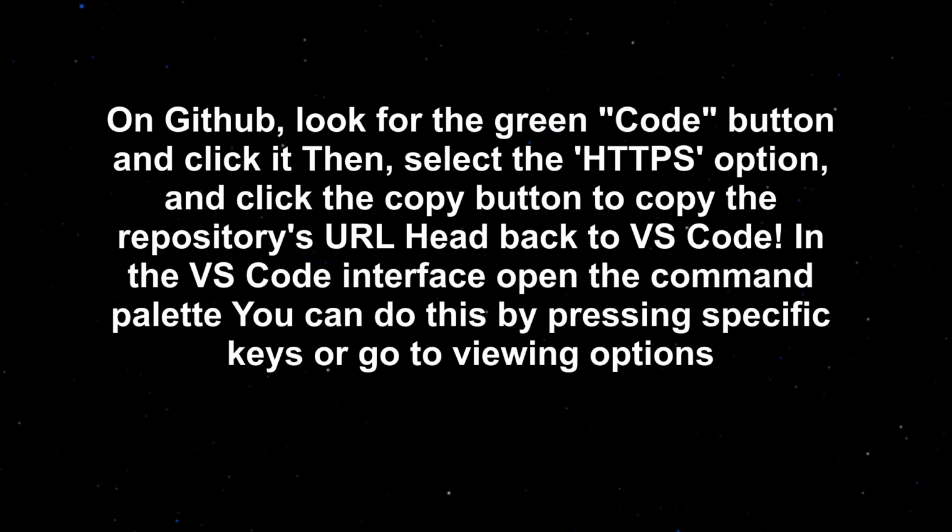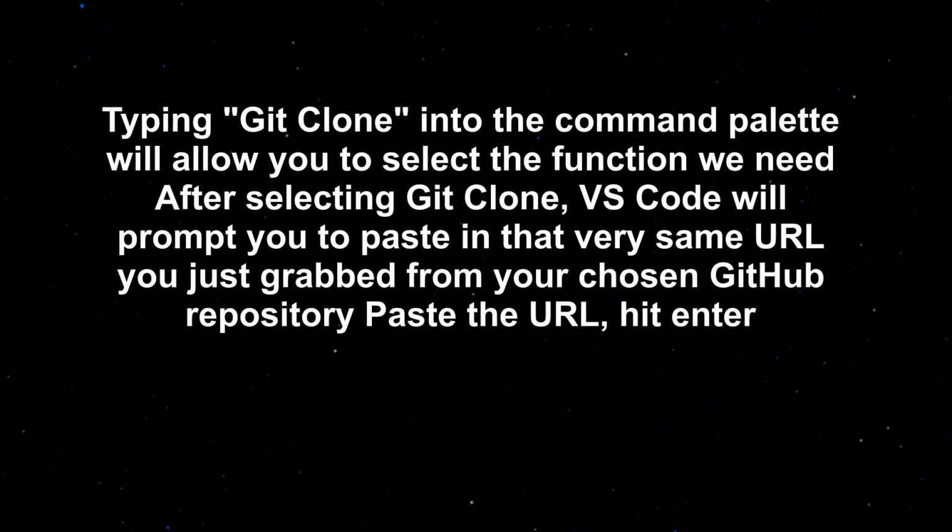Head back to VS Code. In the VS Code interface, open the command palette. You can do this by pressing specific keys or go to viewing options. Typing git clone into the command palette will allow you to select the function we need.